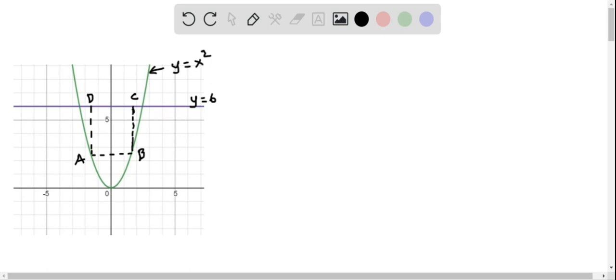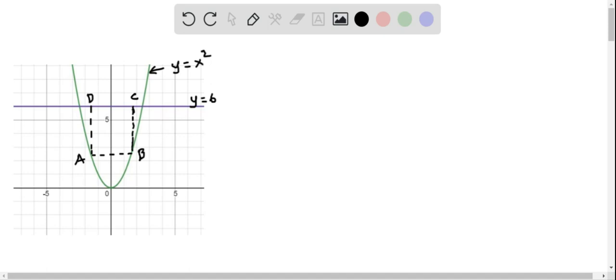So suppose we inscribe a rectangle ABCD inside this bounded region between the graph of y equals x squared and y equals 6. It will look like this. So this is the rectangle, and we have to find the maximum area of this rectangle.